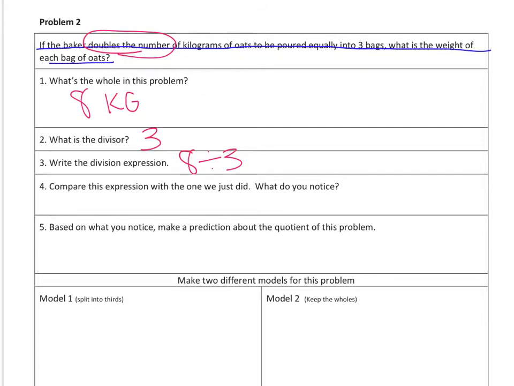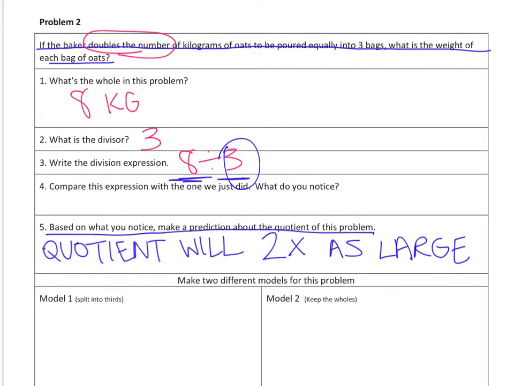So compare it with the expression that we just looked at, which was 4 divided by 3. What do we notice? Well, our divisor is the same. 3 is the same. But our dividend is bigger. Twice as big. So based on this, make a prediction about the quotient of the problem. Well, since 8 is twice as big as 4, but it's being divided by the same number, I think the quotient will be twice as large. So our quotient will be 2 times bigger. And that x there means 2 times. Let's check out with some models.